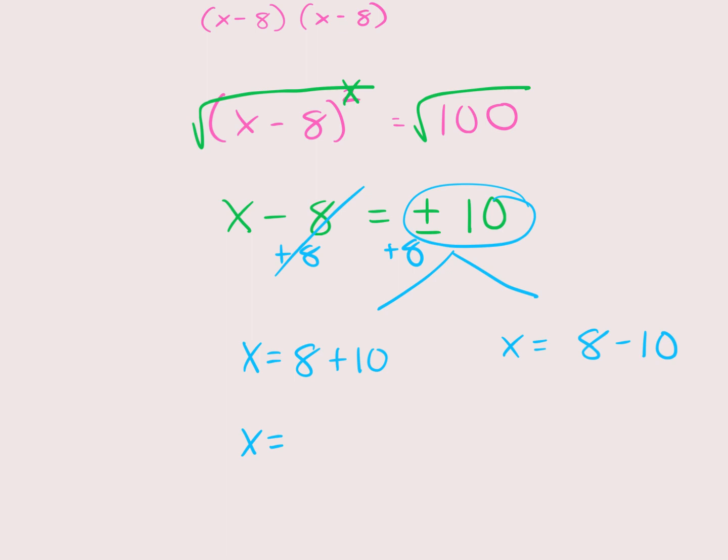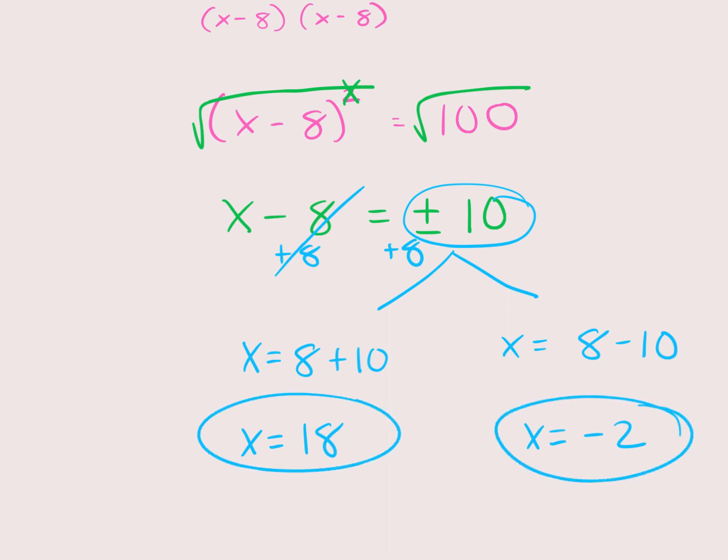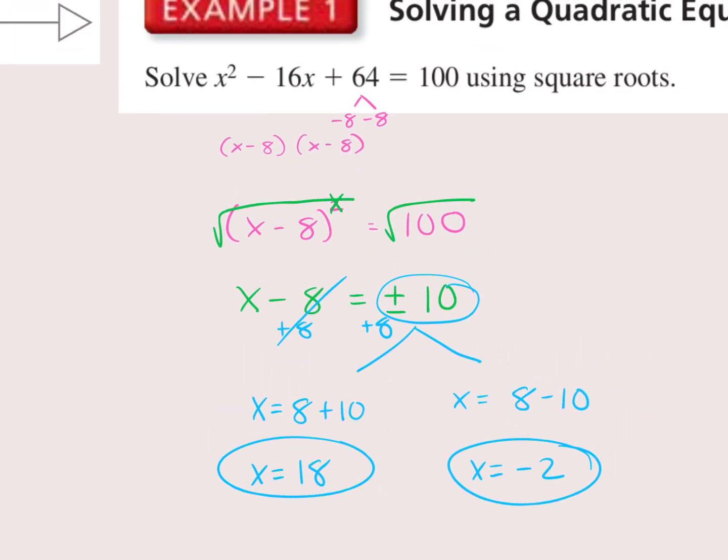I don't think there were any questions where you had to do this on the quiz. So 8 plus 10 is 18, and 8 minus 10, negative 2. So these are our two answers here.